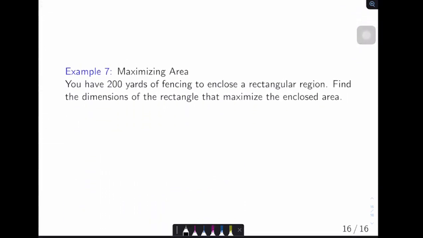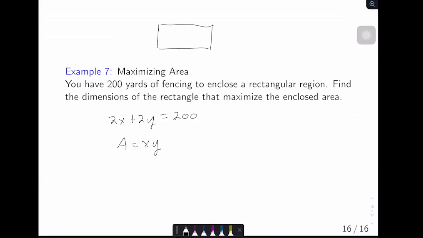All right, last example. You have 200 yards of fencing to enclose a rectangular region. Find the dimensions of the rectangle that maximize the enclosed area. Okay, so 2x plus 2y equals 200. Why? Because you have fences, and this is how you calculate perimeter. You're going to have two sides with length x, two sides with length y, and if you add them all together, they equal 200. Area, so we're going to get A is equal to x times y.